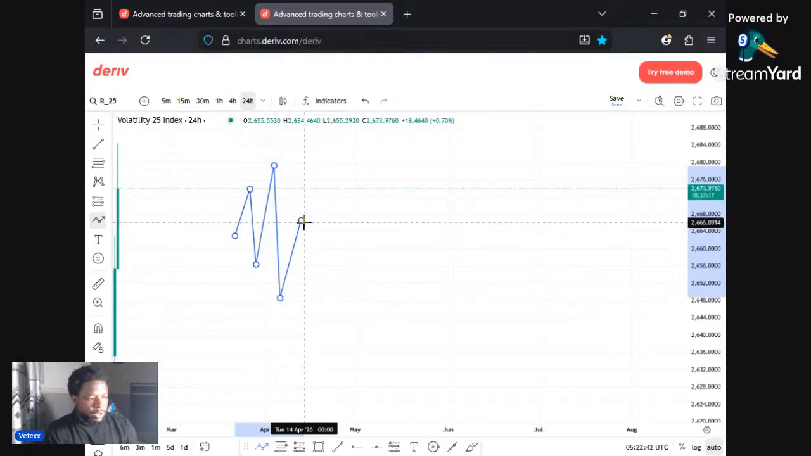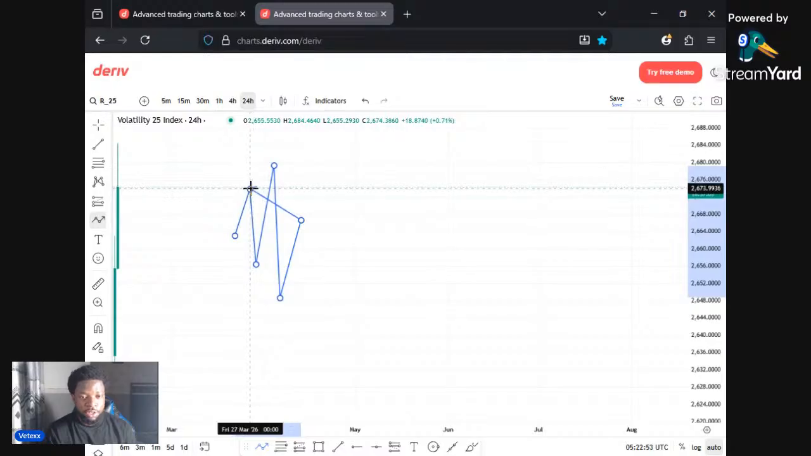Price will need to retrace back, a 50% retracement, to give us structural liquidity. Now, this liquidity is used for continuation. Then, this first liquidity is used for correction. This is used for continuation.